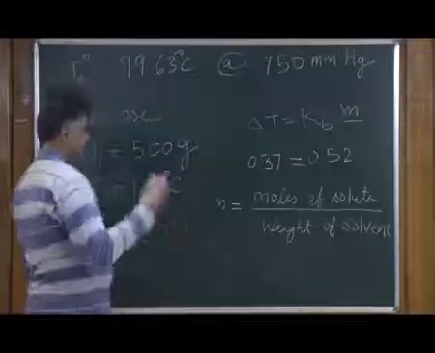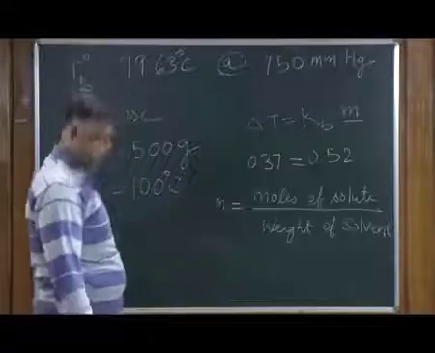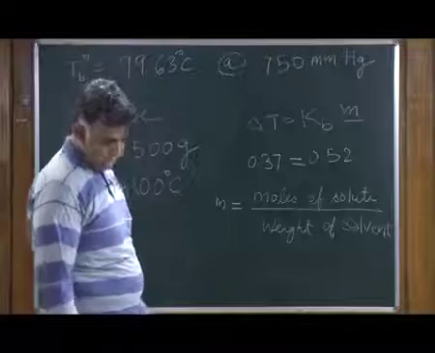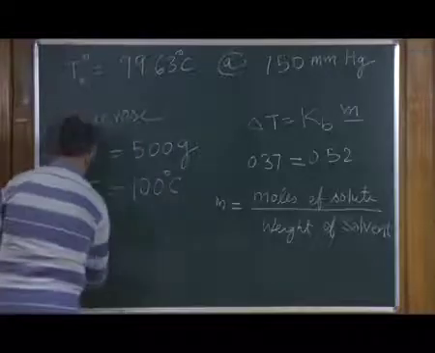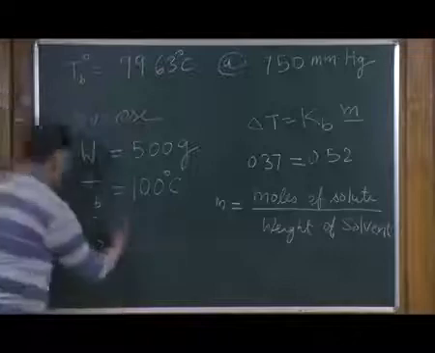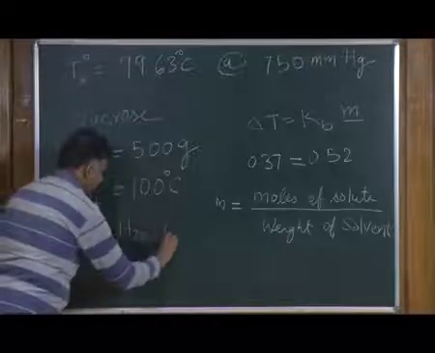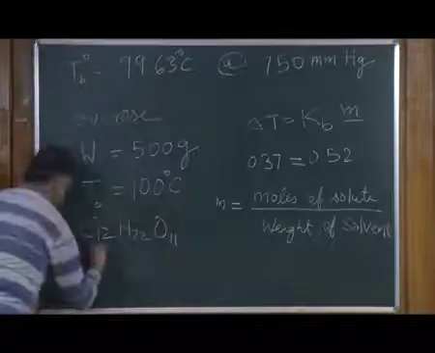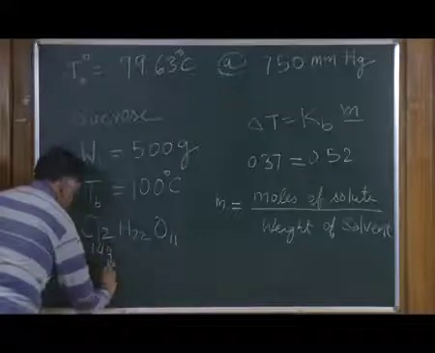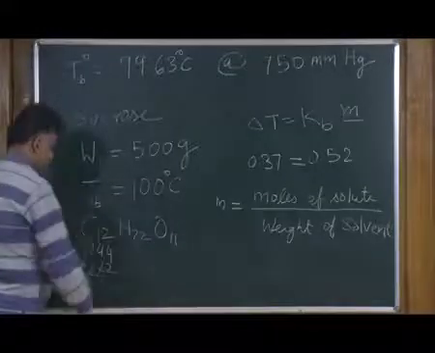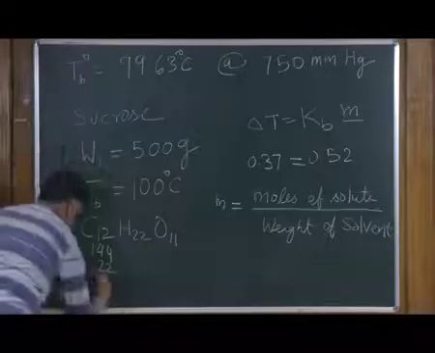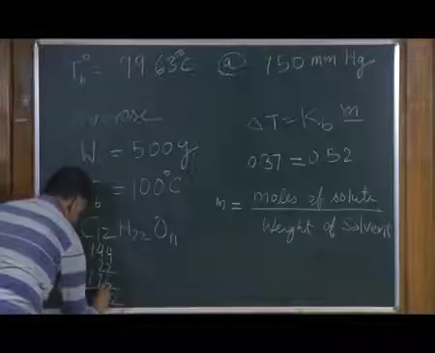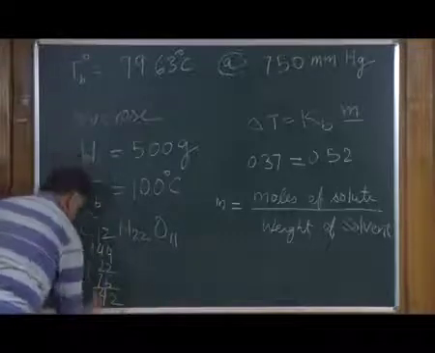So, to convert the weight of solute to moles of solute, we need the molecular weight of sucrose. The sucrose is C12H22O11. Okay, so, the weight of this would be 144 plus 22 and oxygen 11, 16 into 11, 176. So, this would be 342.